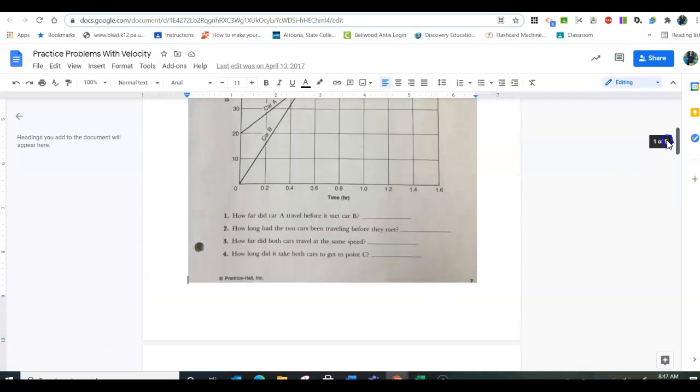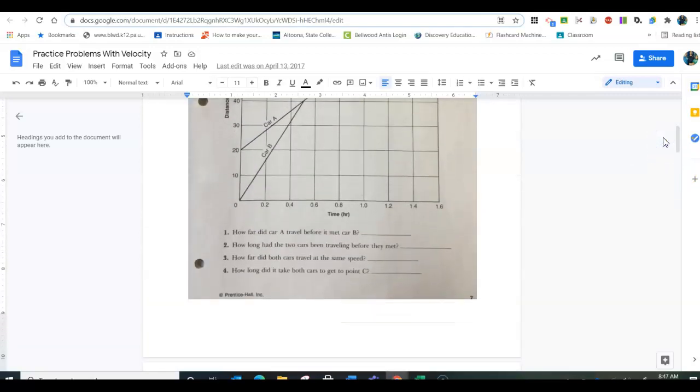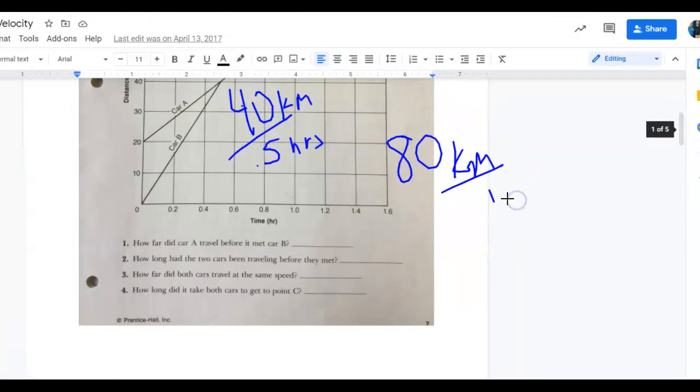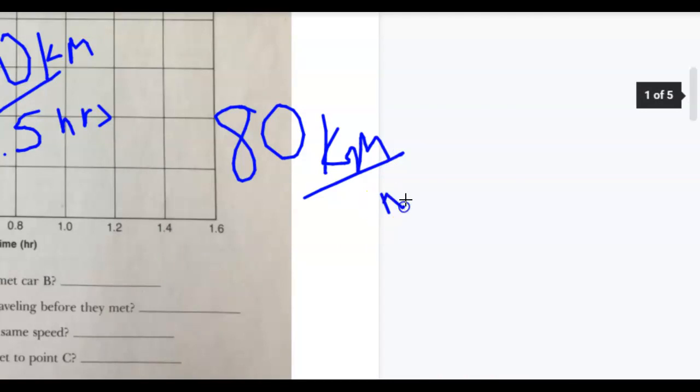So the one, you would take the 40 kilometers, and it did it in 0.5 hours. Well, 0.5, it means you take it times 2. It was actually traveling at 80 kilometers per hour for a short period of time.